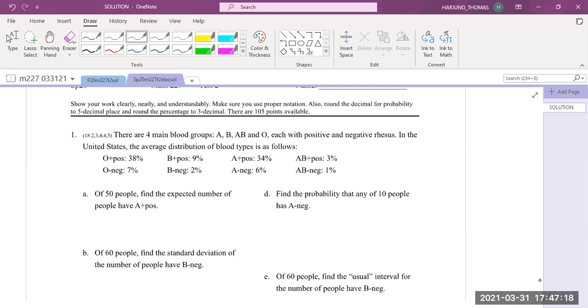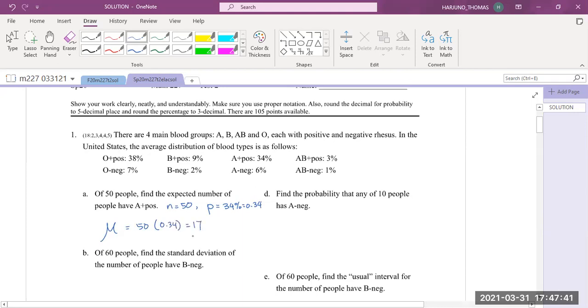Now of 50 people, find the expected number of people who have A positive. The number of trials is 50. The probability of A positive is 34%. So the expected value will be 50 times 0.34. That's 17.